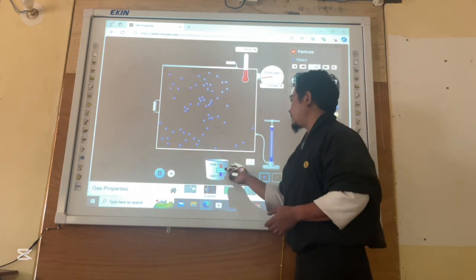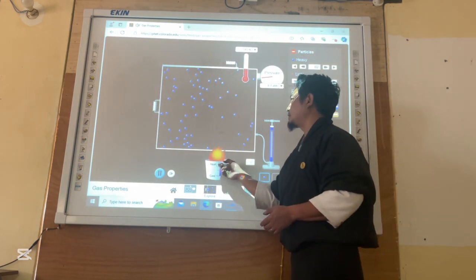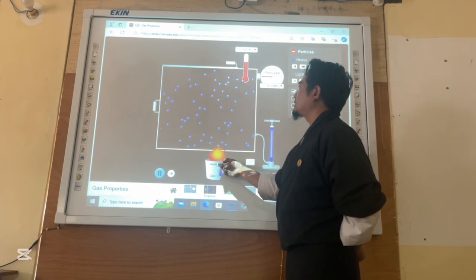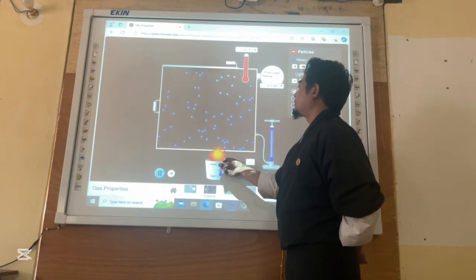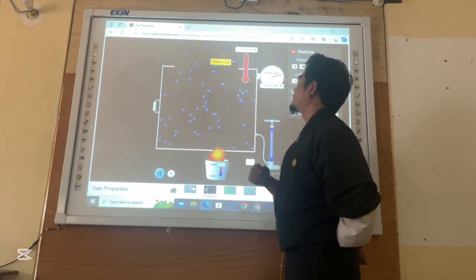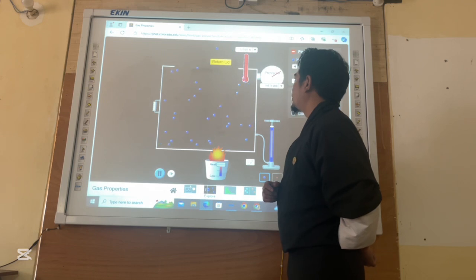And then if I increase the heat here, the particles inside the container will gain kinetic energy, and they will be colliding with the walls of the container very fast and with more force. So more pressure will be generated, and if more pressure is generated, then the lid will be open.